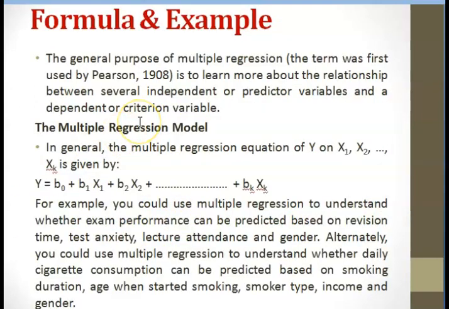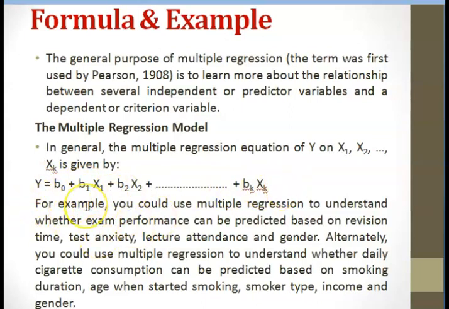We'll see the formula and example of that. The general purpose of multiple regression, used by Pearson in the year 1908, is to learn more about the relationship between several independent or predictor variables and a dependent or criterion variable. So the multiple regression model is here. In general, the multiple regression equation of y on x1, x2 and xk is given by y = b0 + b1x1 + b2x2 + ... + bkxk.